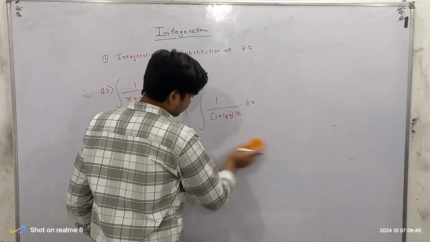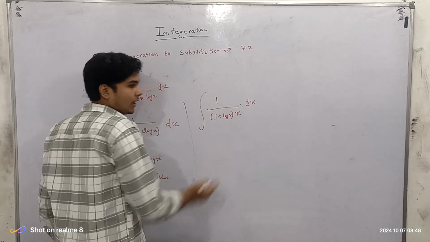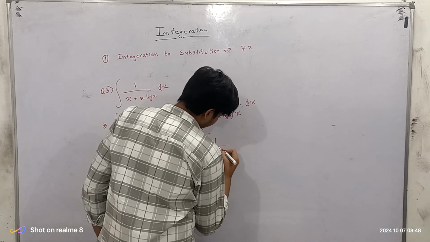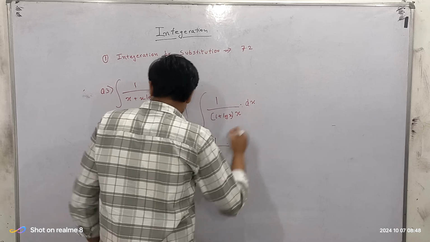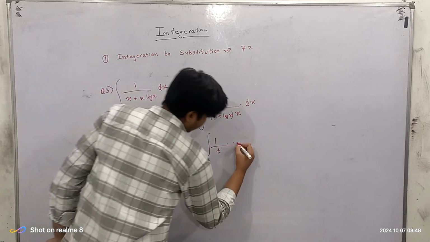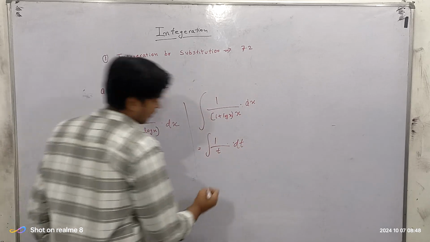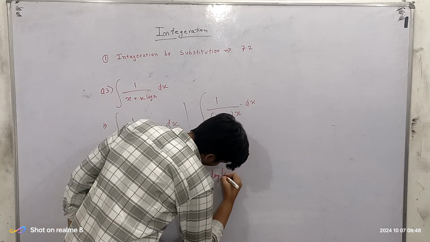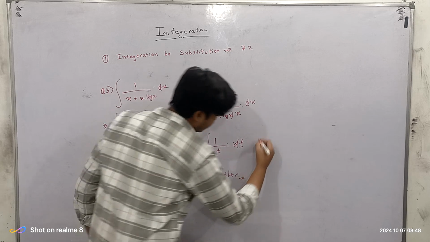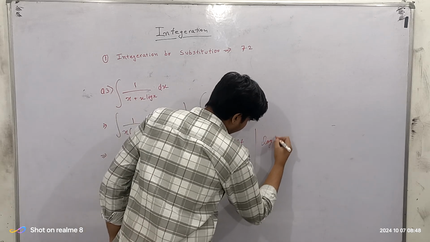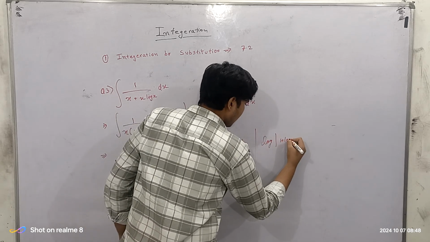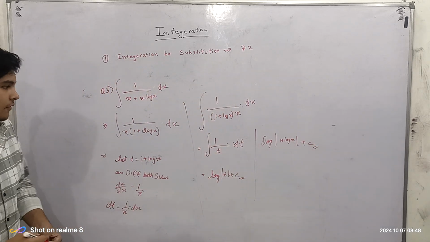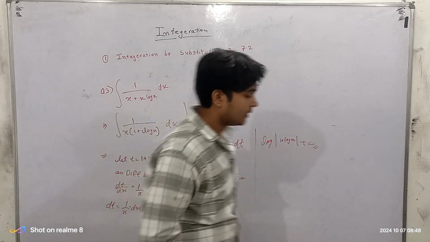So we will put here, we have taken 1 plus log x as t, integration 1 by t into 1 by x into dx, which is dt. 1 by t into dt gives log mod t plus c. This will be the answer. Putting the value of t, we get log of 1 plus log x, plus c. This is the substitution of exercise 7.2 question number 3.